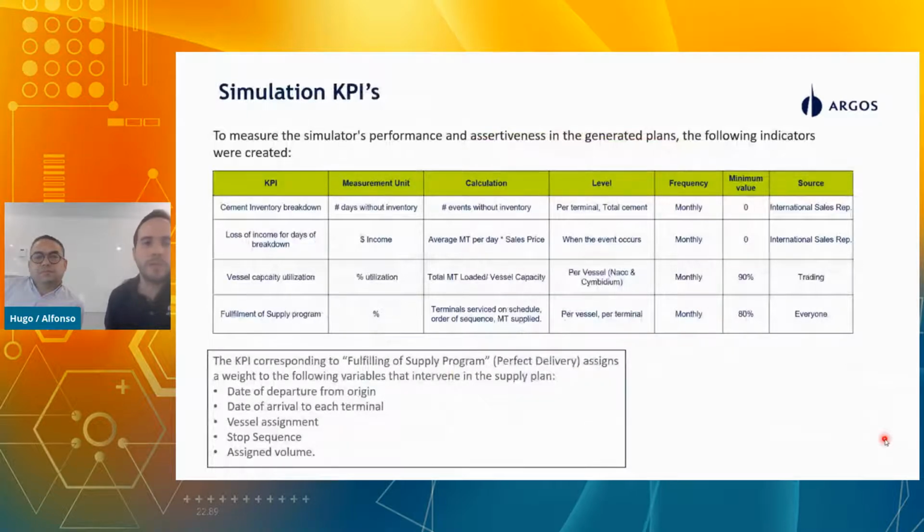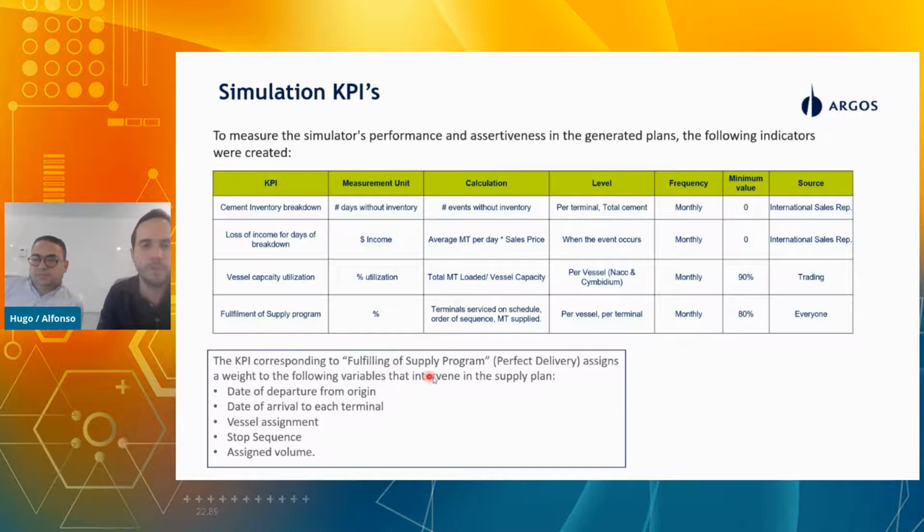Our team as well, we designed some KPIs to be able to measure the simulator's performance and assertiveness. The different KPIs that we are describing here would be cement inventory breakdown, which is basically the number of days without inventory, any loss of income for those days of breakdown, vessel capacity utilization, which is just to be sure if we are loading the vessel at total capacity, and the fulfillment of the supply program.